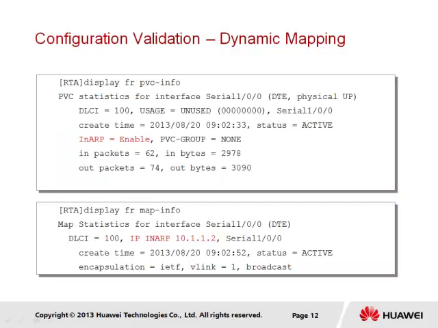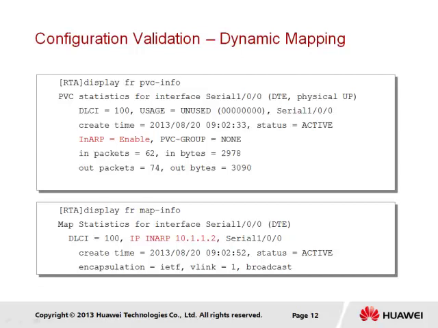We can confirm the parameters set using the display fr pvc info command that allows us to determine the current status of the virtual circuit that has been established between RTA in this case and the peering frame relay switch. We can see with respect to serial interface 1/0/0 that the interface is associated with DLCI 100, is physically active, and has been learned from the DCE side as a result of the usage parameters showing as unused. Inverse ARP can also be clearly seen as active, as has been highlighted in the command output.